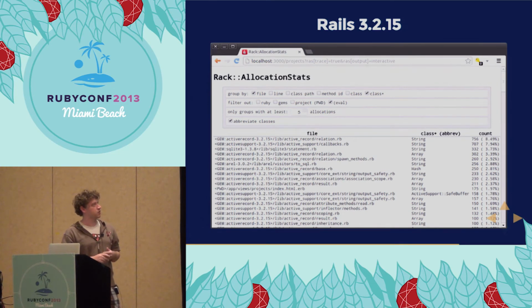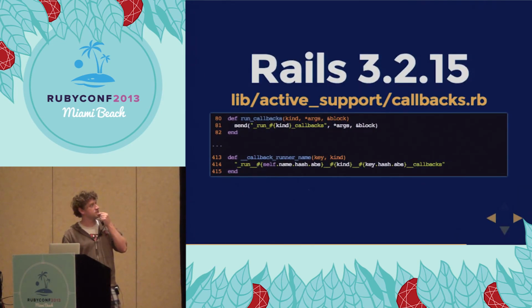We also have active support callbacks generating 707 strings. And then the next one is SQLite 3 statement, generating only 332 strings, actually. And SQLite 3 is where I'm pulling those supposed 100 stringy fields out of the database. So this maybe isn't a huge offender. We're allocating 3 times as many strings as we were expecting. If you dig into the code, it's possible that a lot of that's unavoidable. So let's look at some of these big offenders.